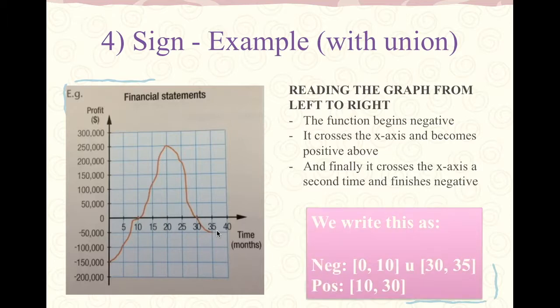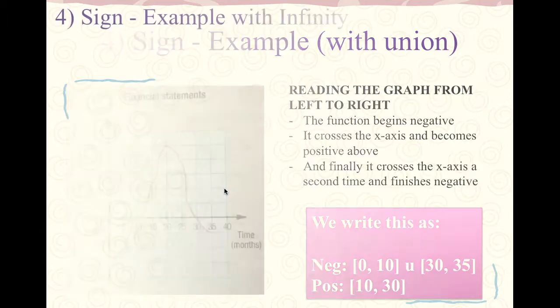So using this as a union, we say that it's negative from 0 to 10, not from 150,000, from 0 to 10. And then it's negative again from 30 to 35. So we do 0, 10, union, 30, 35. And the only time it's positive is from 10 to 30. That's it. Interval notation, x values only.